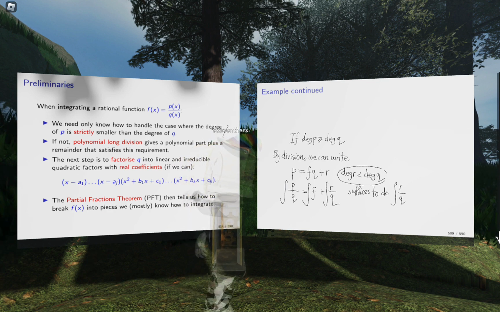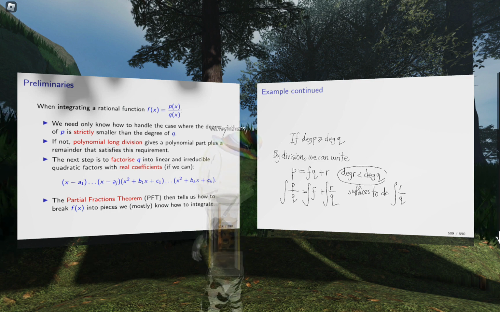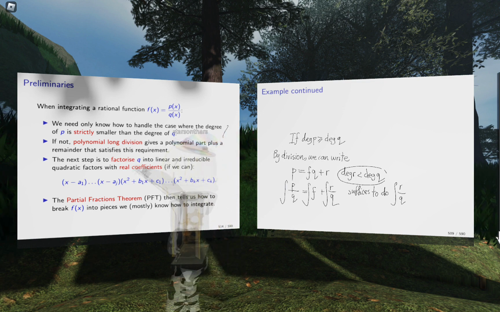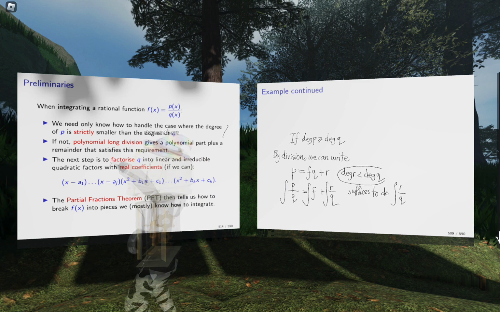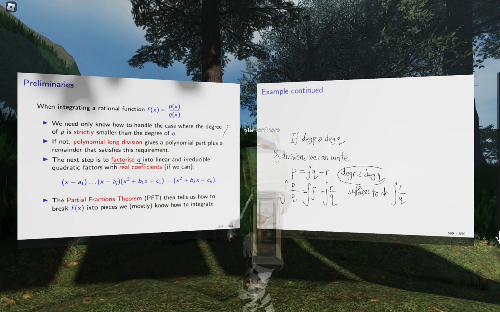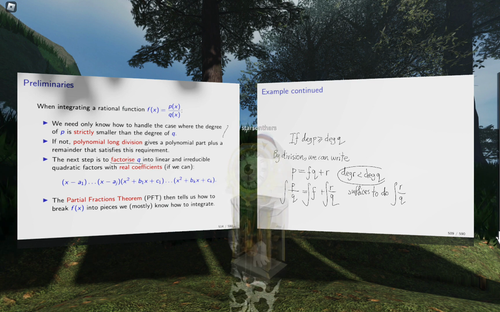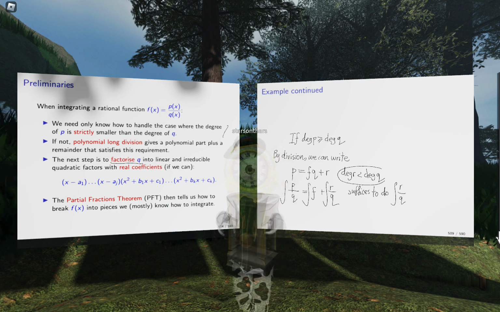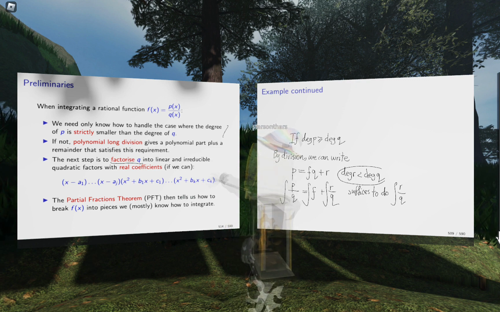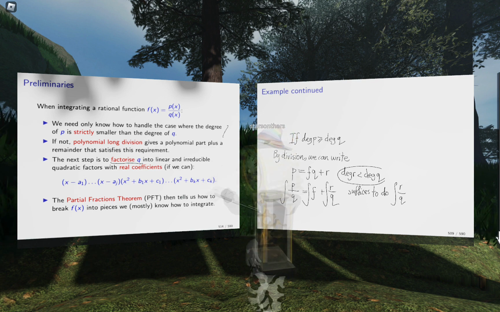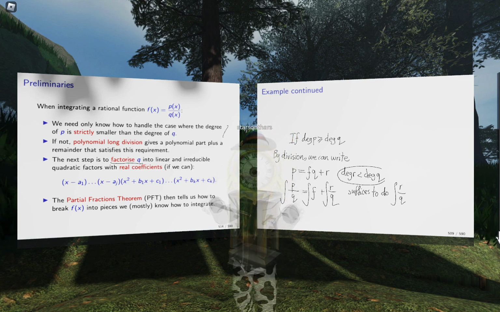The next step. So once you've got the degree of p less than the degree of q, then factorize q. What does that mean? Well, this is the part of the course in the last 3 weeks where you start to see why all this stuff was there throughout the semester. Remember, we talked about taking a real polynomial and then thinking about it as a complex polynomial.